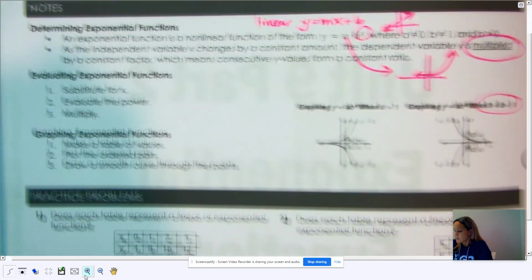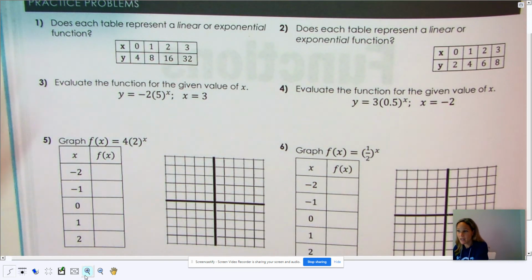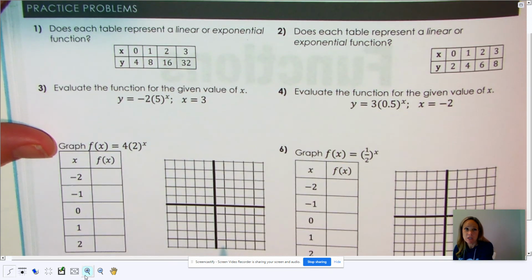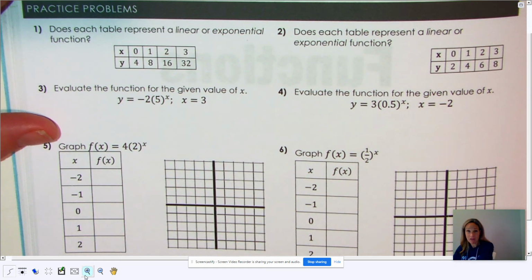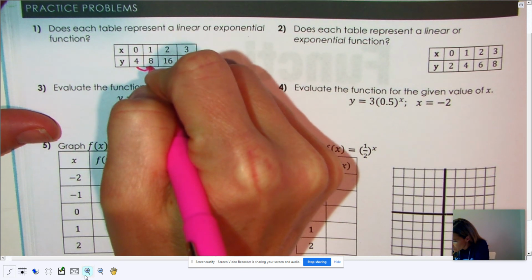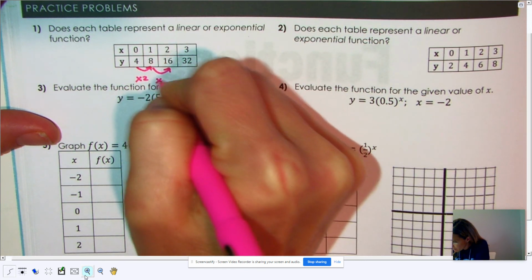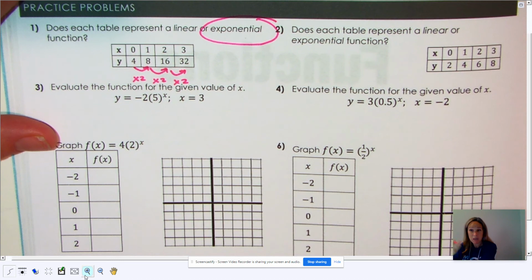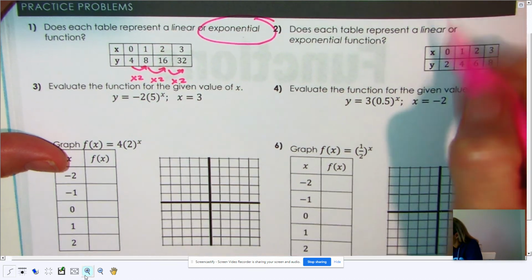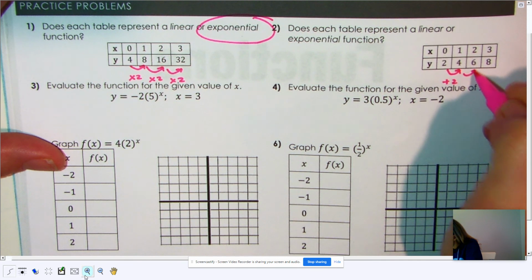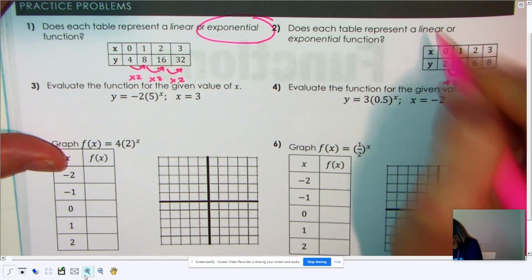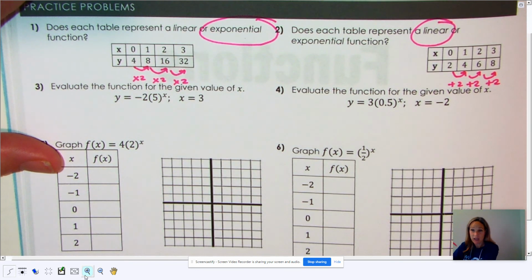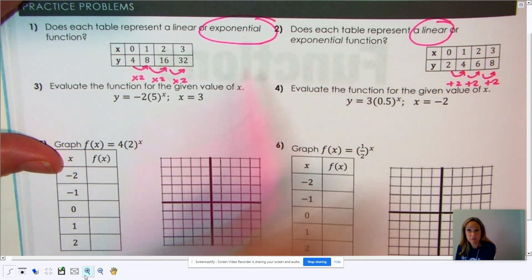Okay, you guys. So looking at problem number 1, it says, does each table represent a linear or exponential function? So remember, the linear is where we added the same thing every time. I found the difference. But if I look at this one, it was times by 2, times by 2, times by 2. So this one is going to be exponential because it's being multiplied. Let's look at this one. This one is being added by 2, added by 2, added by 2. So this one would be linear because it goes up or down by the same amount every time, plus or minus. Exponential is multiply or divide.